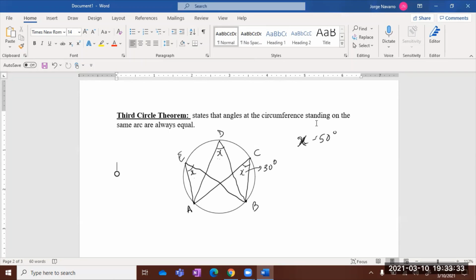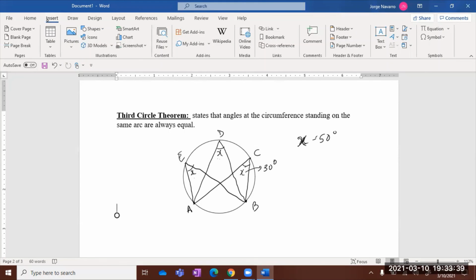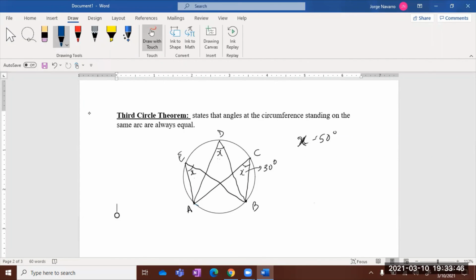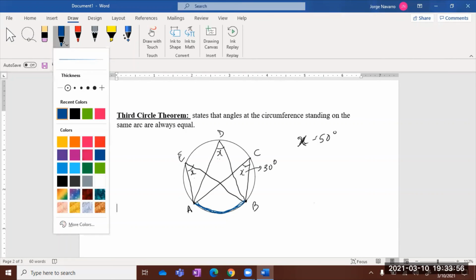Once they come from the same 2 points, A and B, because this here, let me show you, because this is the arc. This is the arc right here, see? This is the arc. So since they come from the same arc, because they come from the same 2 points, then they will always be equal.